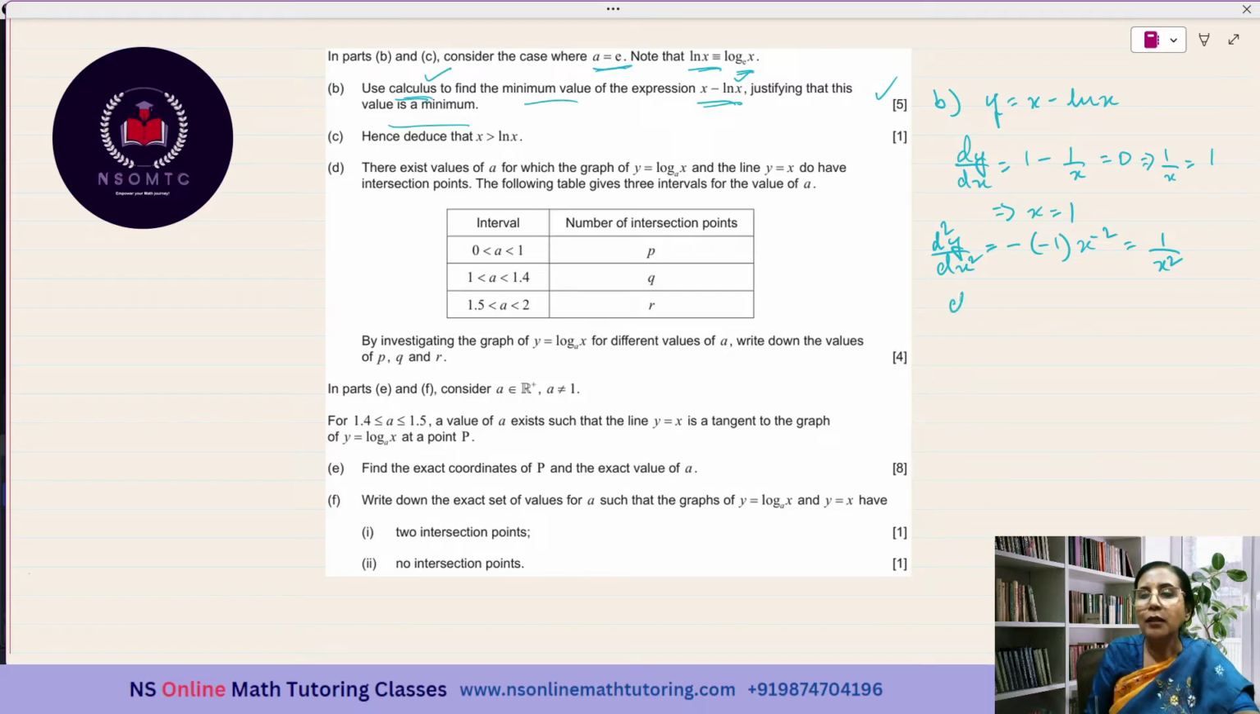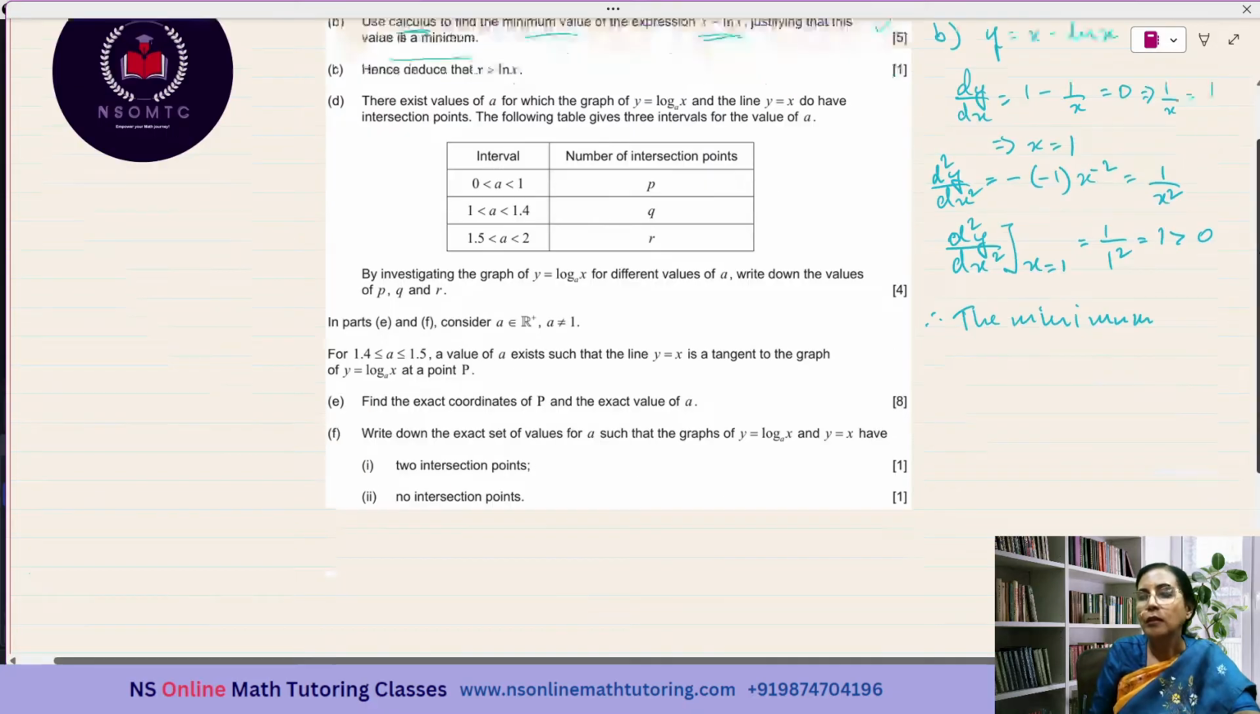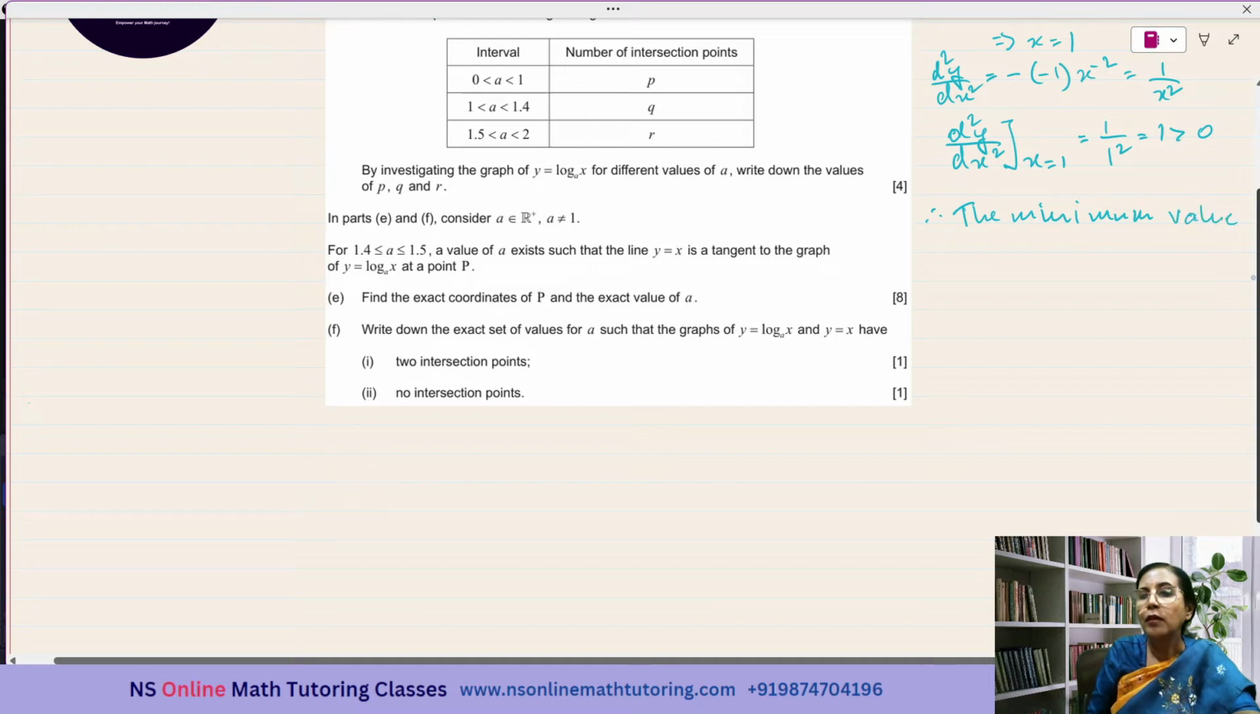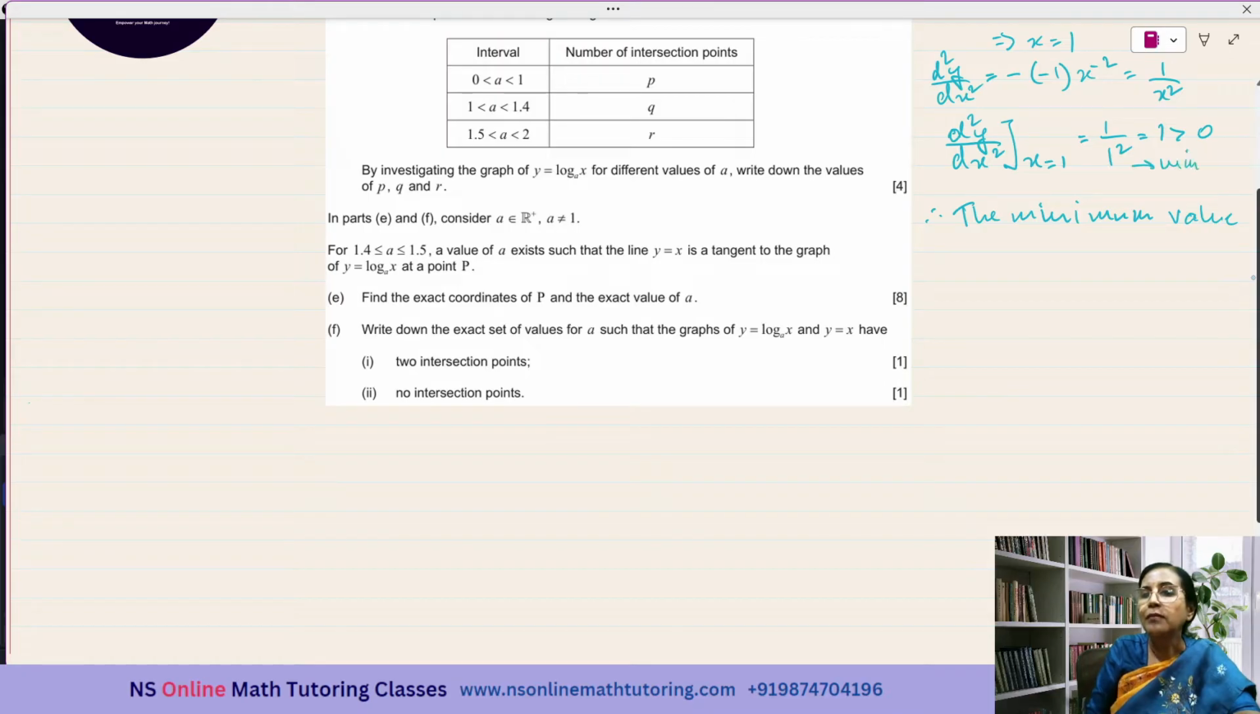And when x equals 1, d2y by dx square is equal to 1 over 1 square, which is equal to 1, which is greater than 0. Therefore, this is the x value to find the minimum value of the expression. So it will be the minimum value. Therefore this is a minimum, when x equals 1. The minimum value of x minus ln of x is equal to 1 minus ln of 1. Ln of 1 is equal to 0, so this is equal to 1 minus 0, which is equal to 1.